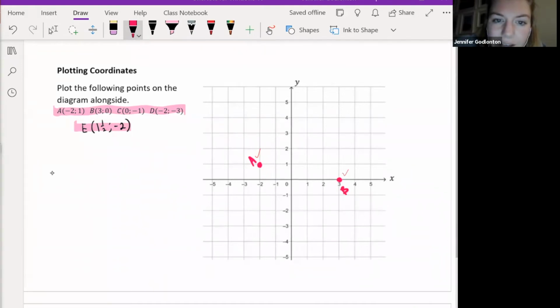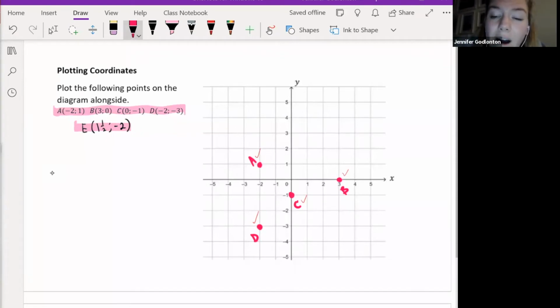C, our X value is 0. Our Y value is -1. Again, it needs to be on the line. That's going to be C. Give yourselves a tick. D is -2 and -3. That's going to be D. Tick. And E was sneaky.